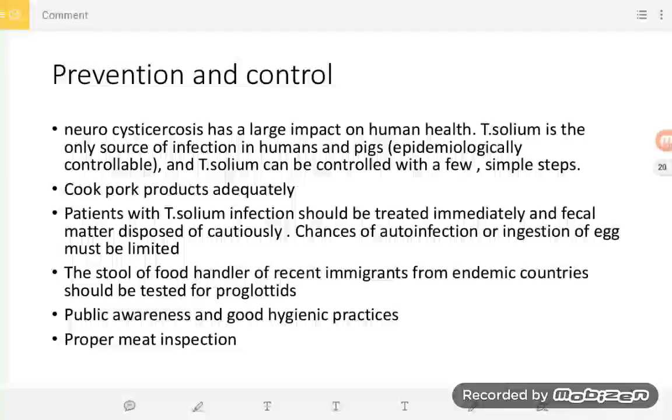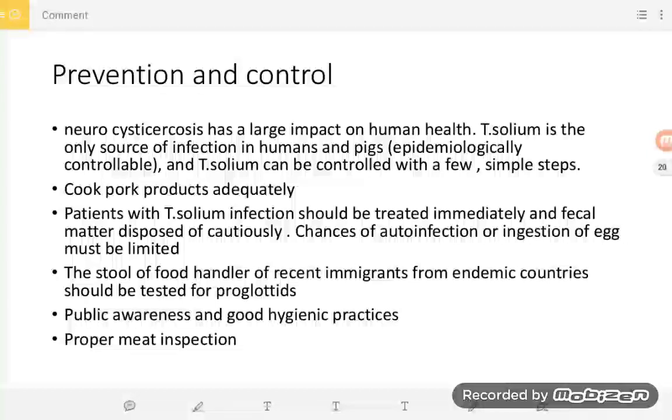So if any patient is identified as Taenia solium positive, we have to treat the patient immediately, because that is cysticercosis. Especially if they are identified, we have to treat immediately, and if they pass a stool sample, we have to dispose of it carefully.